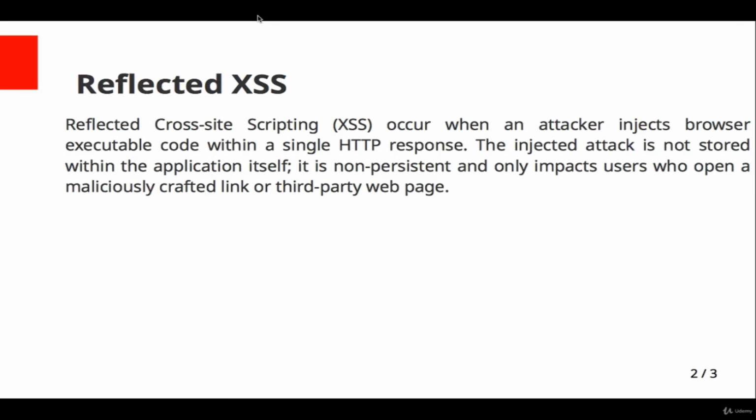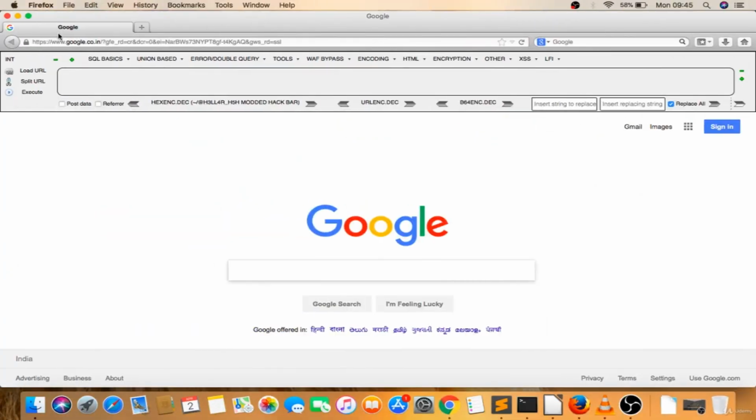Let's talk about reflected cross-site scripting versus stored cross-site scripting. Reflected cross-site scripting occurs when an attacker injects browser executable code within a single HTTP response. The injected attack is not stored within the application itself. It is non-persistent and only impacts users who open a maliciously crafted link or third-party web page. So basically, it requires user interaction to execute this reflected.